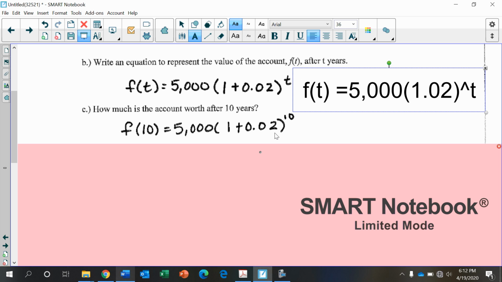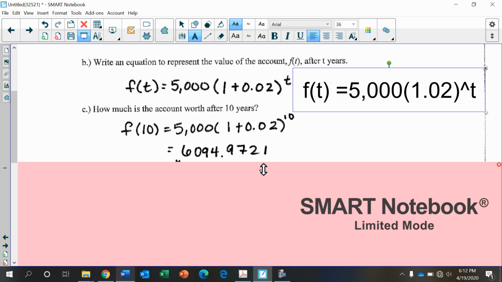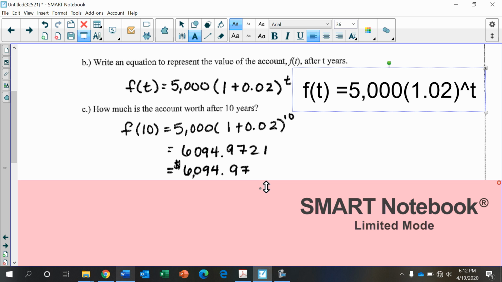You have a Delta Math assignment today. It's pretty simple. It's just writing the equation, and that's it. Okay? But the following day, you have to then plug it in. So we're plugging in here. We're talking about money, so we're rounding to the nearest 2 decimal places, or the hundredths place.